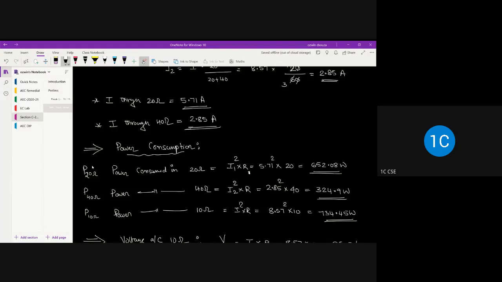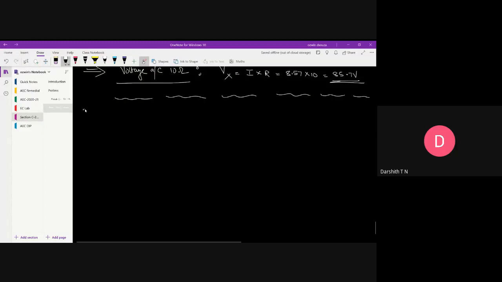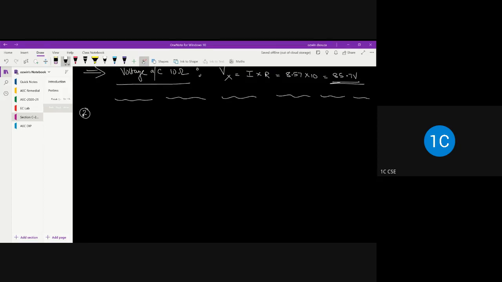Hope you have understood. Any doubts in this? No, right? Okay. So can I do a second problem? All right. Please note down the problem statement.